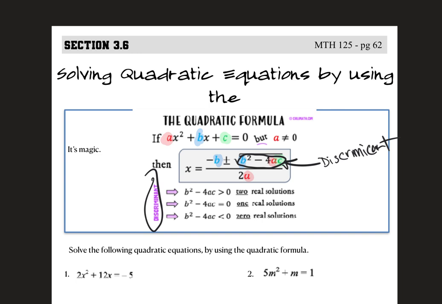If this number, whatever it is, after I put it in, is greater than 0, then that indicates there are 2 real solutions. If it is equal to 0, that means there's one solution. And if it's less than 0, then there are no real number solutions. So that's really just kind of an interesting little doohickey.